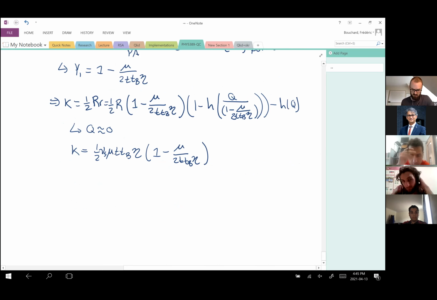So you say, what's the optimal key rate I can get out of changing mu? So we take the derivative of K over mu, set that to 0, and what you'll get is, well, all this stuff goes away. Let's call this 1 minus mu T TB eta. That will be the optimal.